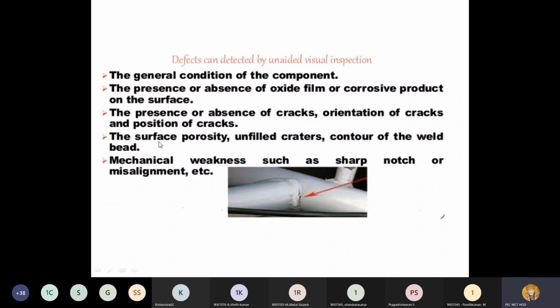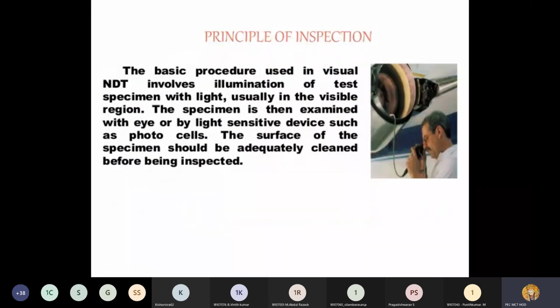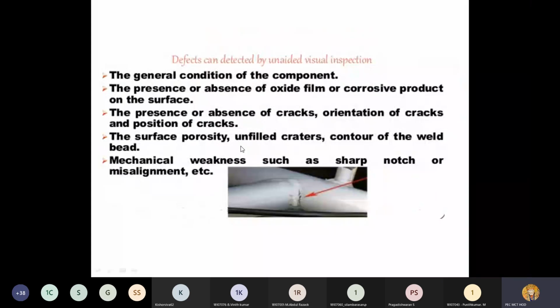அப்புறம் சர்ஃபேஸில் இருக்கக்கூடிய போராசிட்டி மீன்ஸ் ஸ்மால் ஹோல்ஸஸ், மைக்ரோ ஹோல்ஸஸ். ஸோ சர்ஃபேஸ் போராசிட்டி அல்லது ஏதாவது ஒரு கிரேட்டர்ஸ், அன்ஃபில்டு கிரேட்டர்ஸ் ஆர் கவுண்டர் ஆஃப் தி வெல்டிங்கில் ஏதாவது இஷ்யூஸ் இருந்தாலும் சரி, இதெல்லாமே நம்ம டிஃபெக்ட்ஸாக நம்ம கருதப்படும். டிஃபெக்ட்ஸ் which can be detected by these unaided means without using any tools.